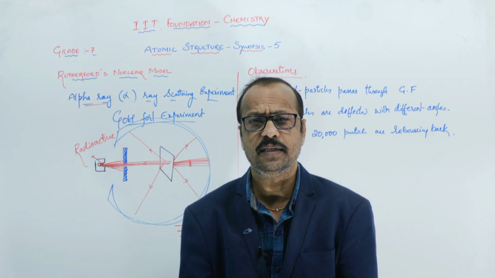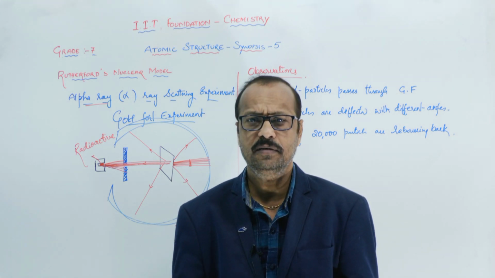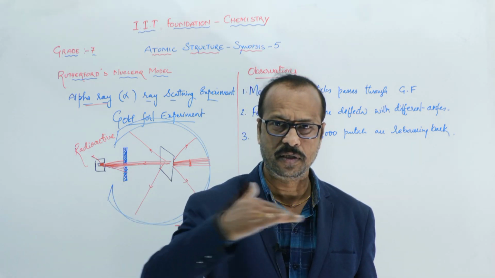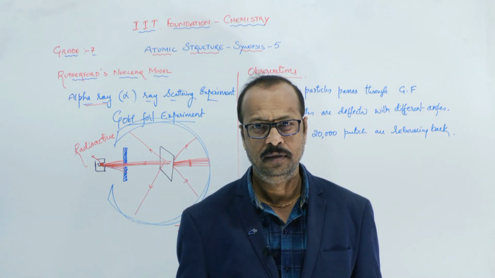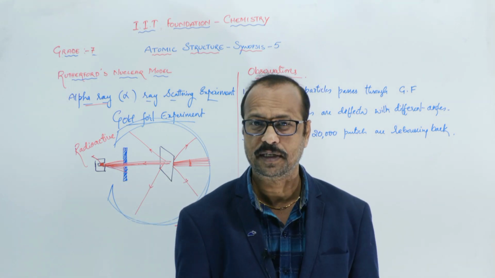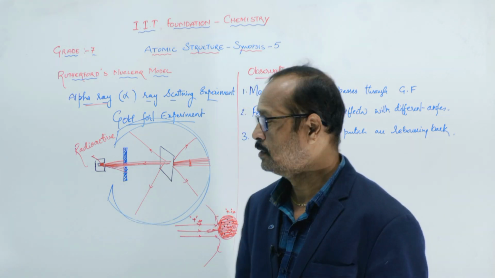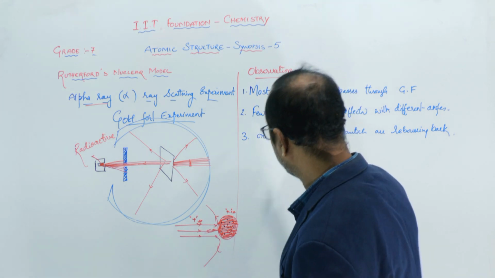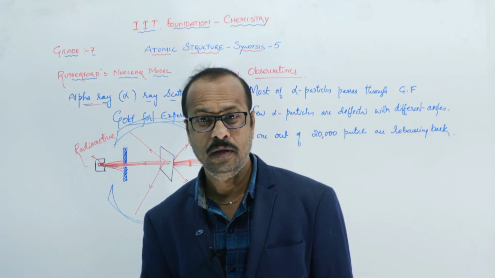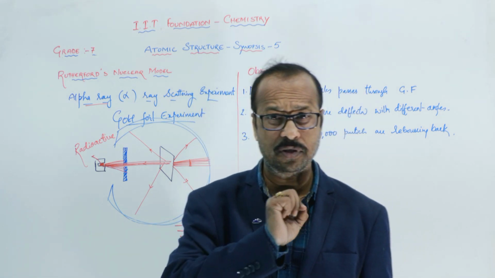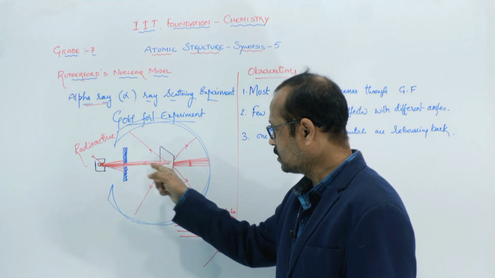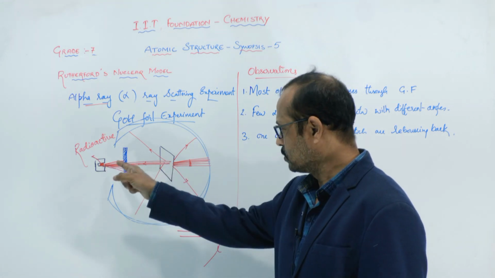Most of the space in the atom is empty, meaning khali. So that's what the alpha particles passing through it show. Few rays are deflected and 1 out of 20,000 particles is rebouncing back. Observe that here this one particle is rebounced back.